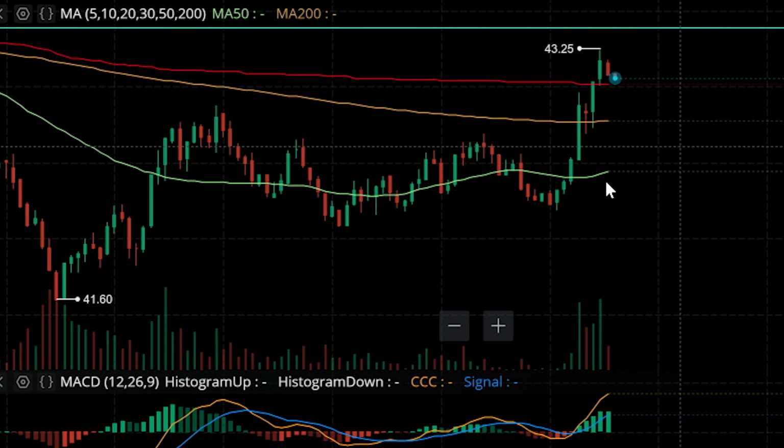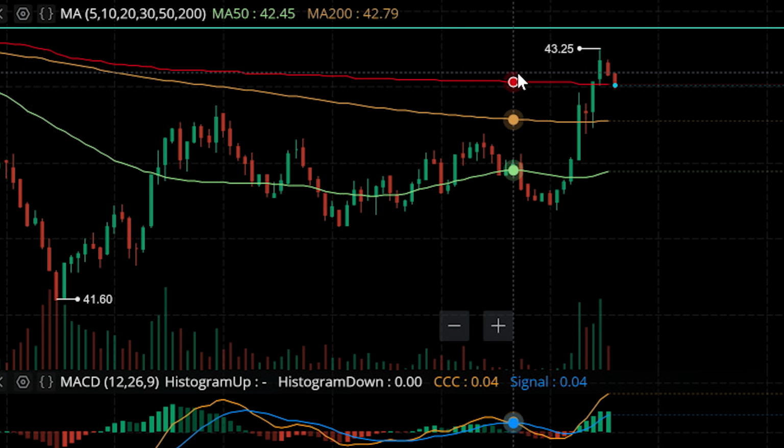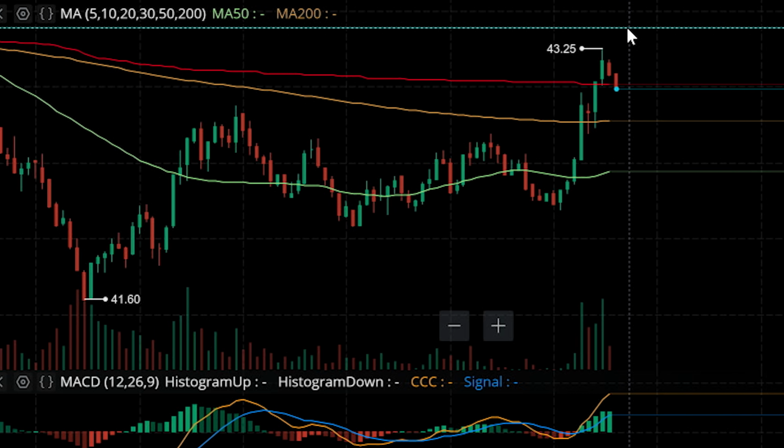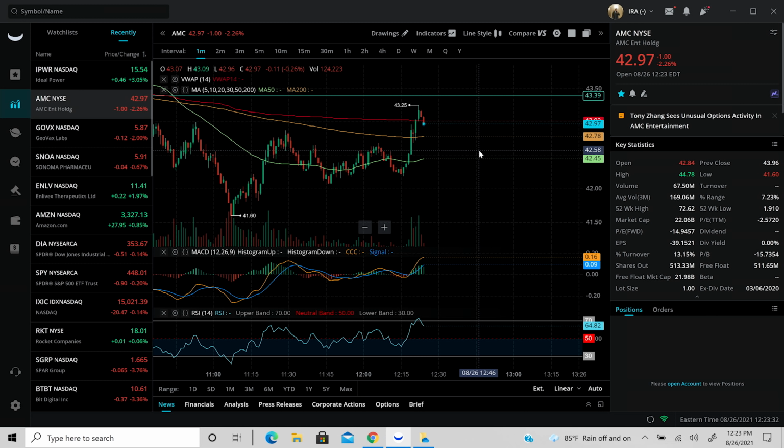What do I have here? I have a couple of things. I have the 50-day moving average. I have the 200-day moving average. I have the volume weighted average price. I also have my support and resistance for the day. So currently 43.39 is resistance.